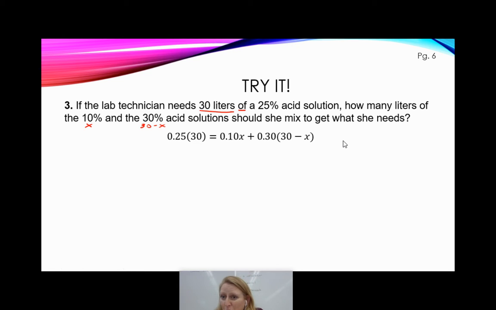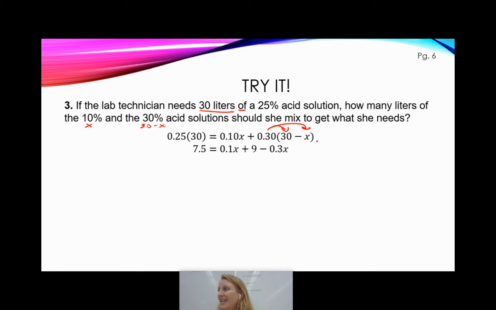And now that we've got the setup, we've just got to work our way through it, right? So I use my trusty calculator because it's so useful. I multiplied 0.25 times 30, and I also distributed here. So 0.25 times 30 gives me 7.5. I just rewrote this a little bit. I didn't need the 0 on the end, so I put 0.1x. When I distributed 0.30 times 30, I got 9, and 0.30 times a negative x was a negative 0.3x.